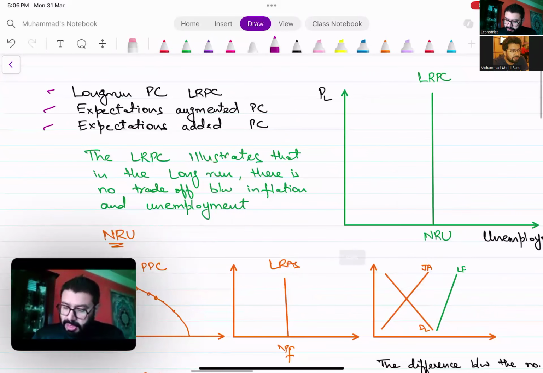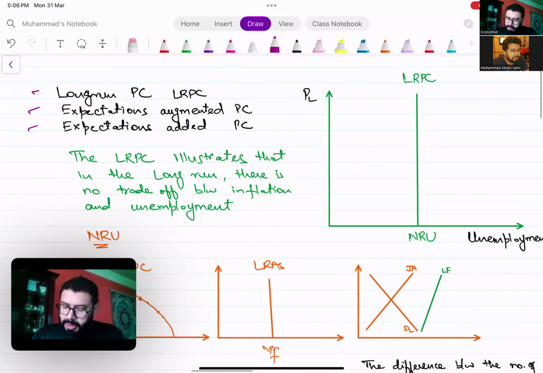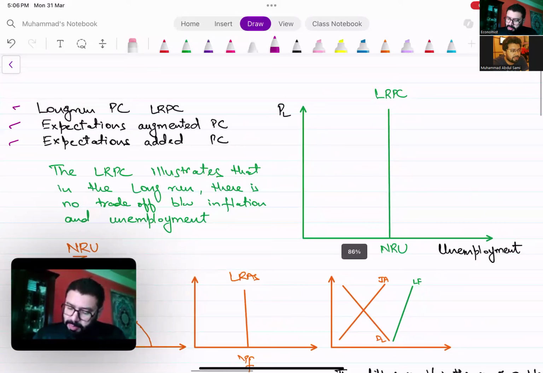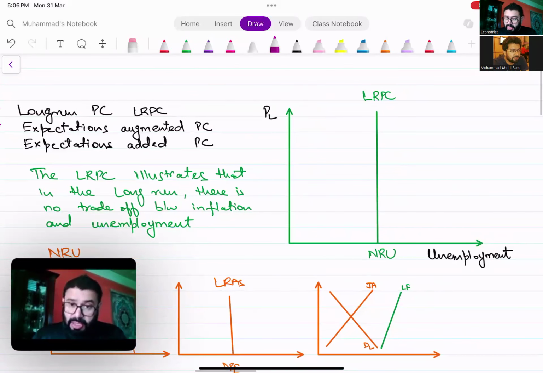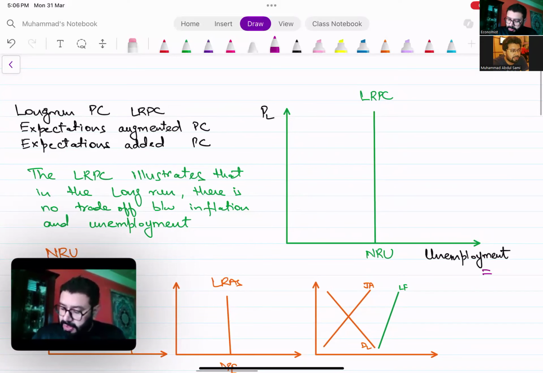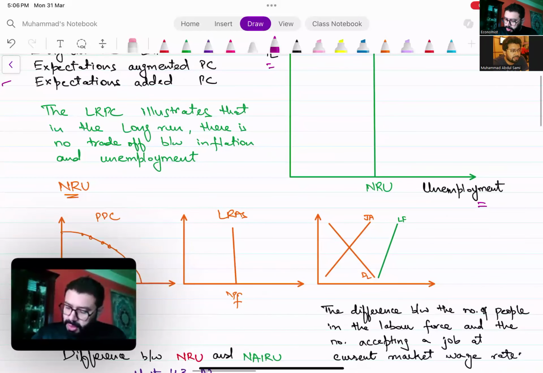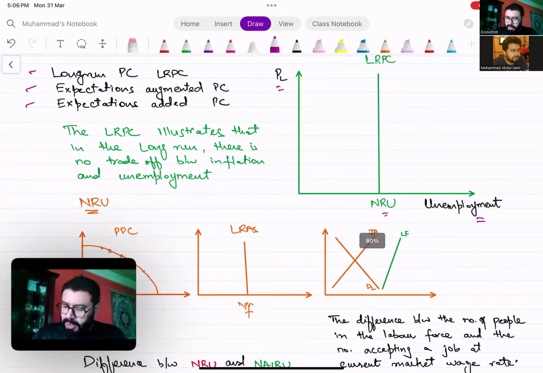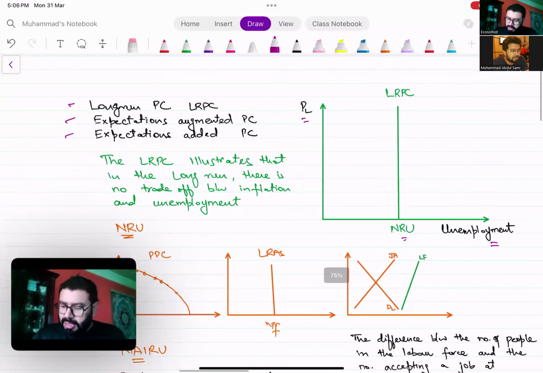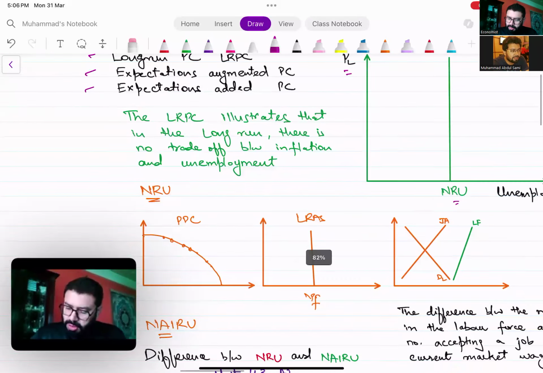And here's the graph, the diagram. Okay, so LRPC, then on the y-axis we have the price level, and on the x-axis we have the unemployment. In a moment or so, I'll be briefing you about the NRU. So first, look back to the LRPC.